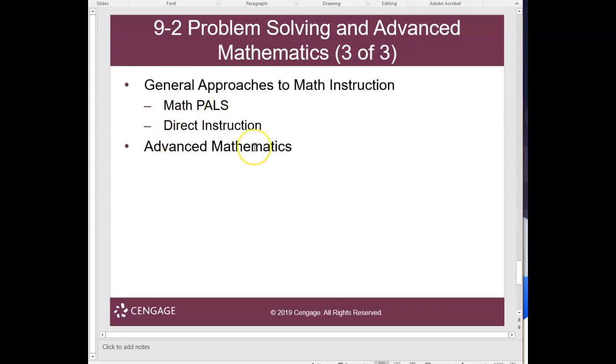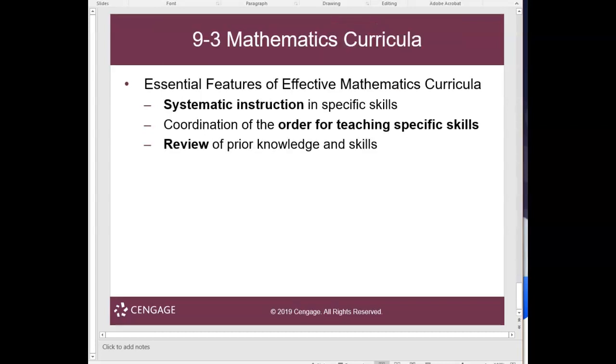And then again, direct instruction, kind of what I just talked about, that very explicit instruction. Watch me, I'm going to show you how to do these things first. Okay, so that is it for math. Hooray, math was not the last chapter.